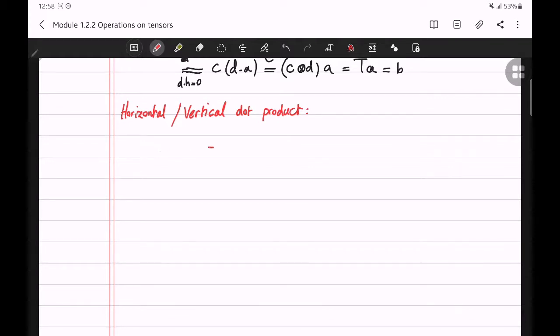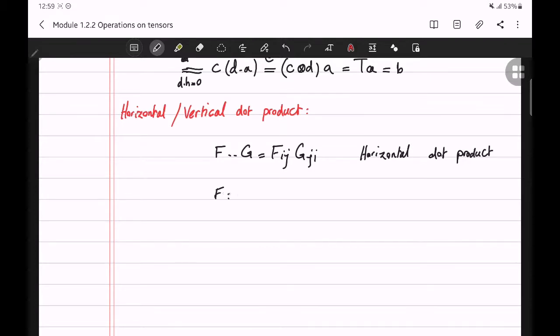So if we have F, a tensor, and we use the double dot product in the horizontal, and G is another tensor, we define this as F_ij G_ji. So it is like the component 1,2 of F with the 2,1 component of G. And this is the horizontal dot product.